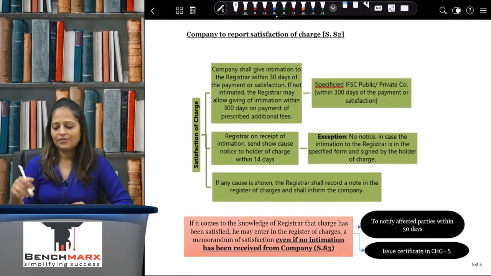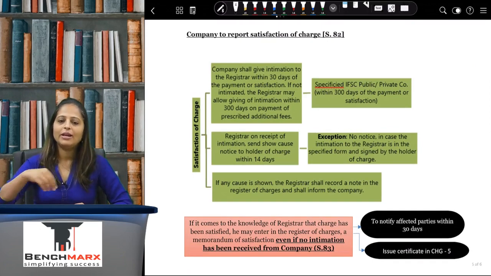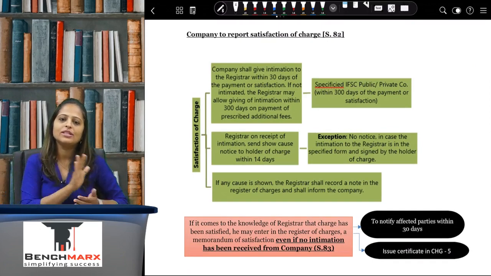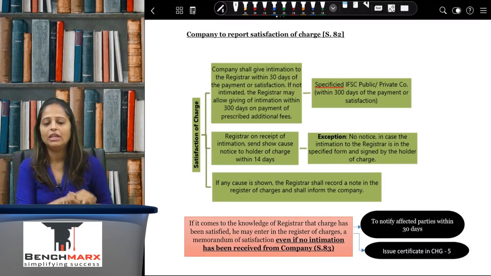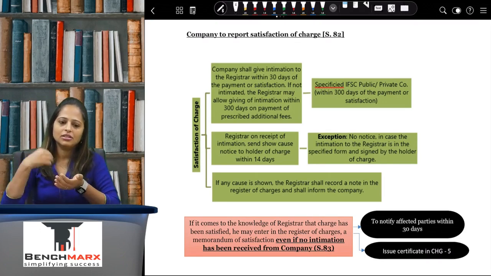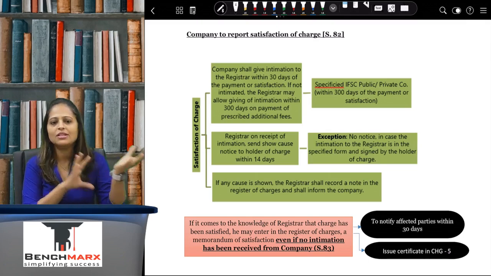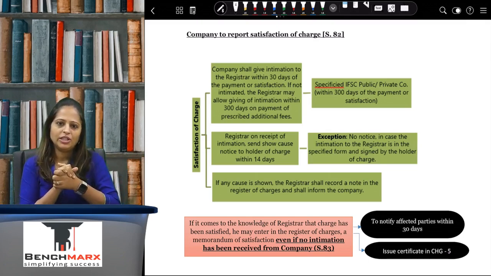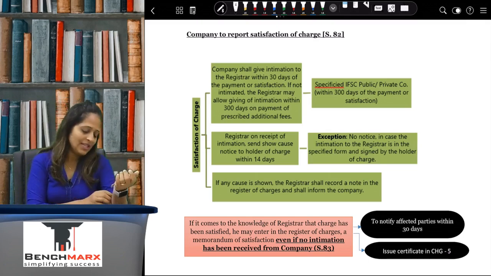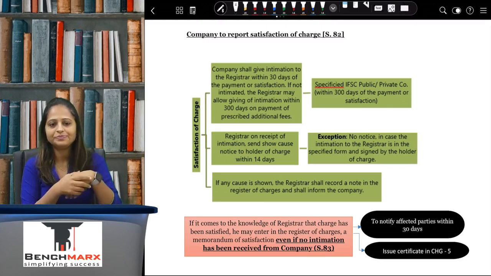Then coming to satisfaction of charge. Satisfaction of charge means I have repaid the loan and now there is no longer a charge on the asset of the company. That is called the satisfaction of charge. So when the company is doing the satisfaction of charge, the company will file documentation, like at registration of charge. Similarly, they can file documentation at the point of satisfaction of charge, saying that we have satisfied this loan and there is no longer a charge on the company.